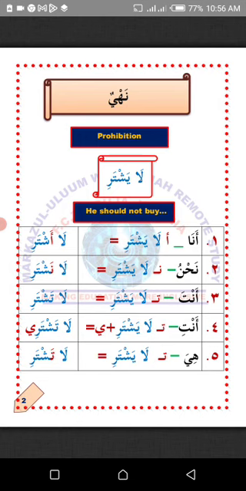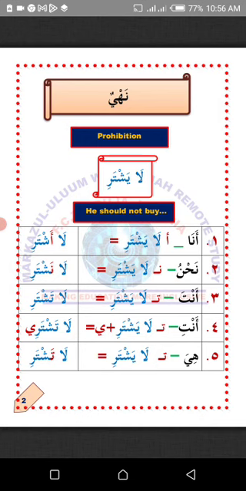Wahid, number one, ana, I. So how do we change the verb لا يشتري to suit ana? All you need to do is to detach yaa and attach hamza. The verb لا يشتري will now become لا أشتري, which means I should not buy.